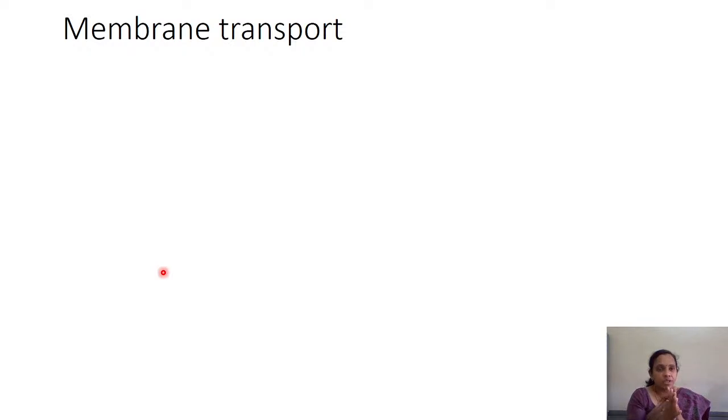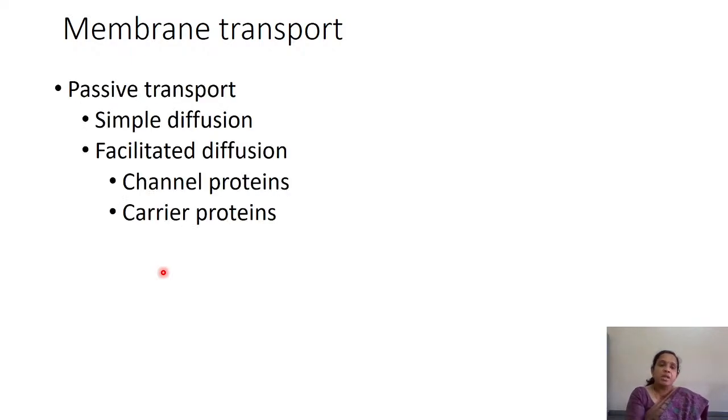Now we'll try to learn how the things that are present in the cell are going out, and how the things that are present outside the cell are coming in. So what are the ones that are controlling it? From the past few classes, we have learned that the proteins are the major ones responsible for membrane transport. Now, membrane transport is divided into two types: active transport, which utilizes energy, and passive transport, which doesn't utilize energy.